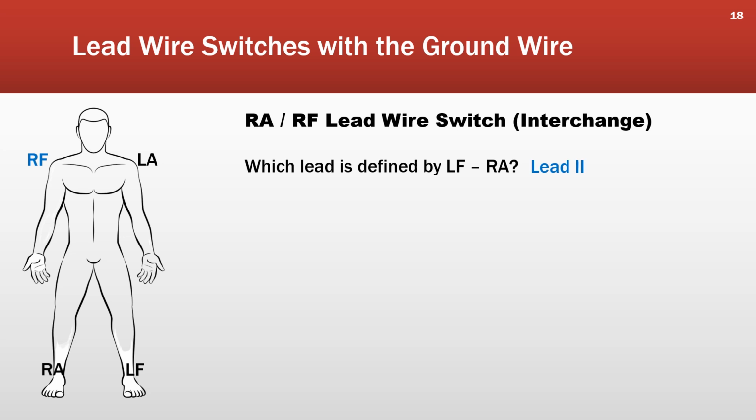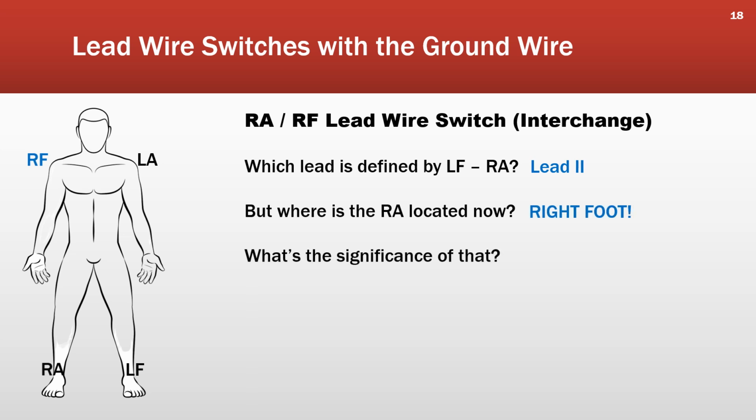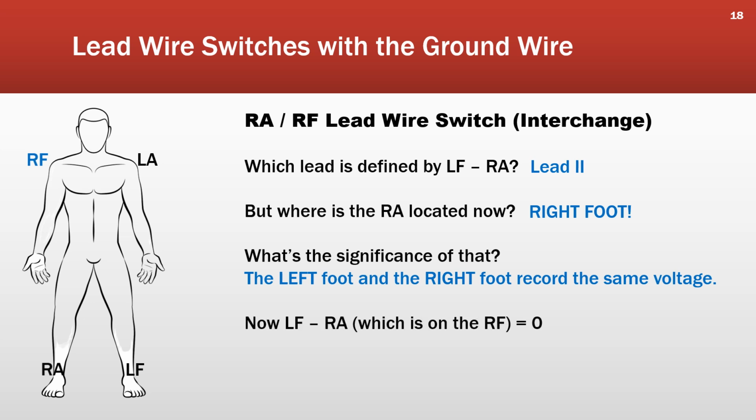Okay, now which lead is defined by the left foot minus the right arm, by AVF minus AVR? Well, lead 2 is the lead that is defined by that. But where is the right arm located now? It's located on the right foot, isn't it? So what's the significance of that? Well, as you recall from very early in this presentation, the left foot and the right foot record the same voltage. So now the left foot minus the right arm, which is on the right foot now, equals 0. Left foot minus right arm equals 0.